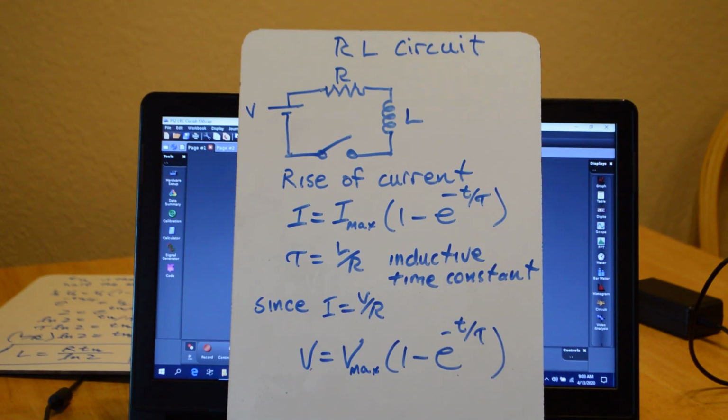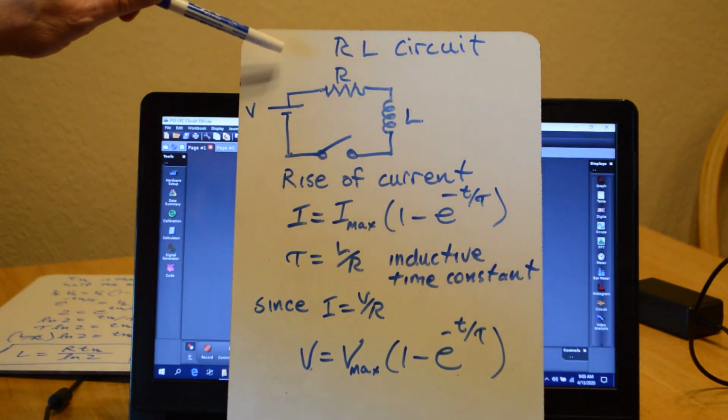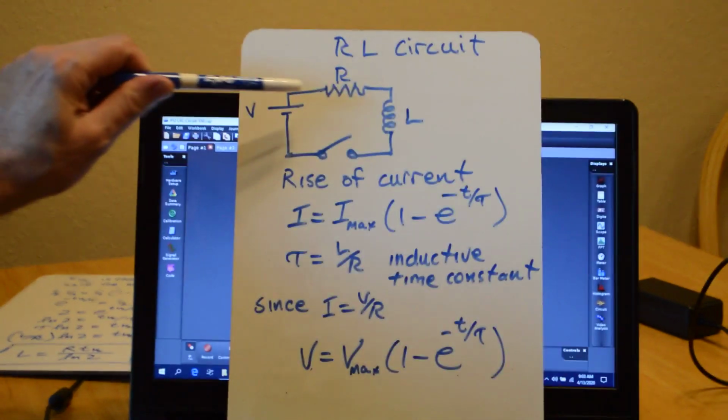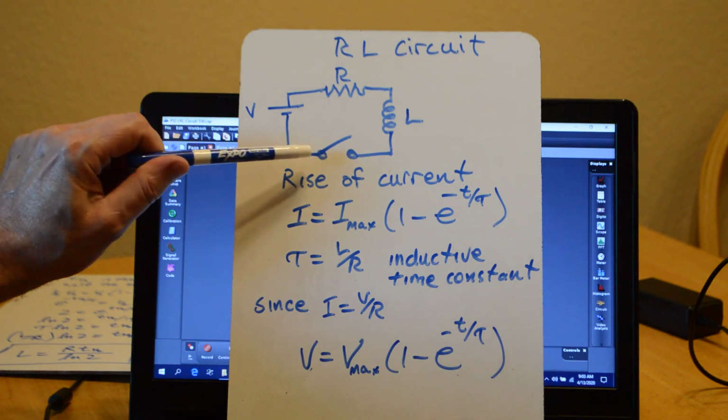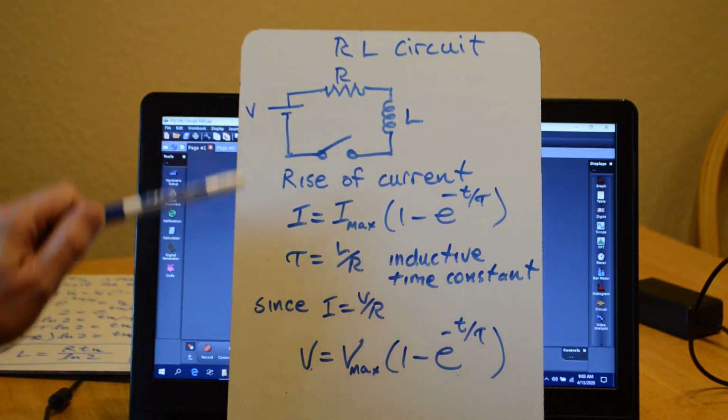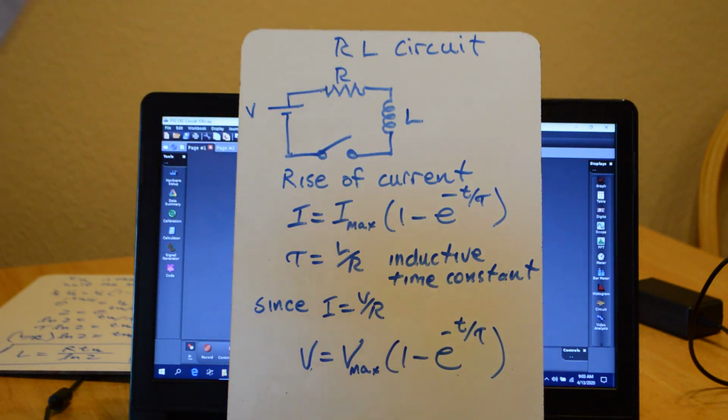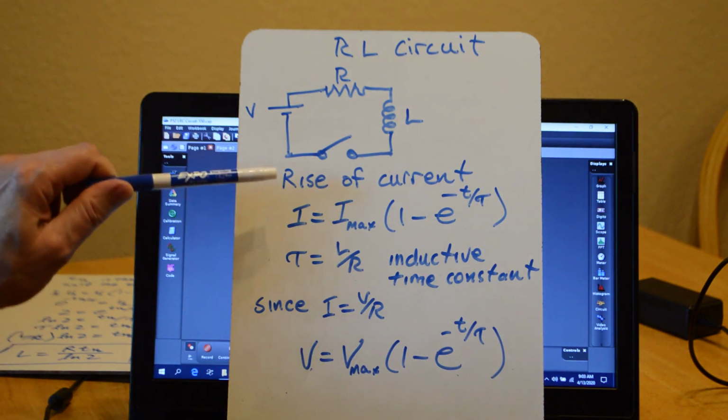All right, next we're going to look at the RL circuit. This is a resistor and an inductor. So I have resistor, inductor, and my voltage source and a switch. And when I close the switch, I have a complete circuit. However, the current doesn't appear instantaneously.